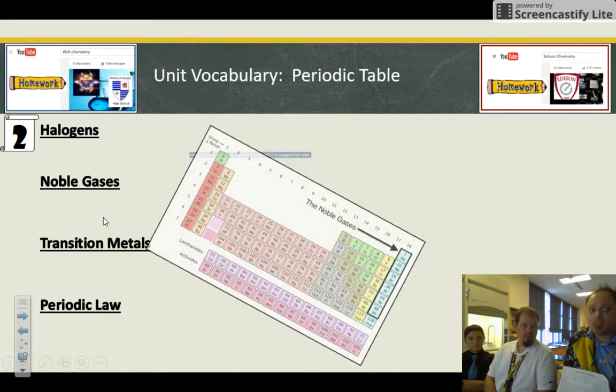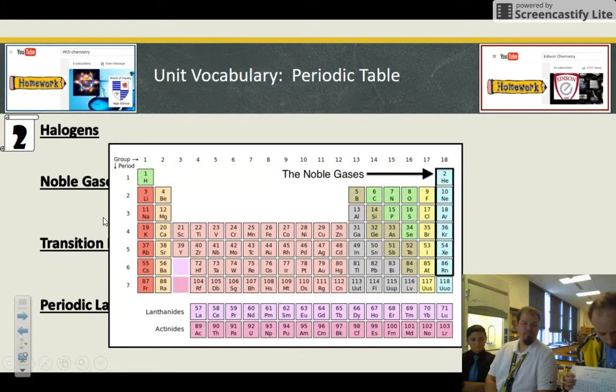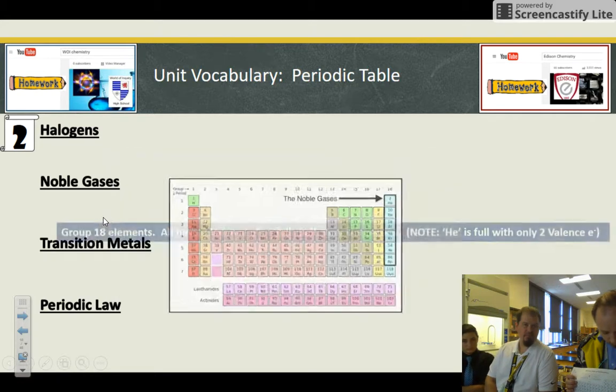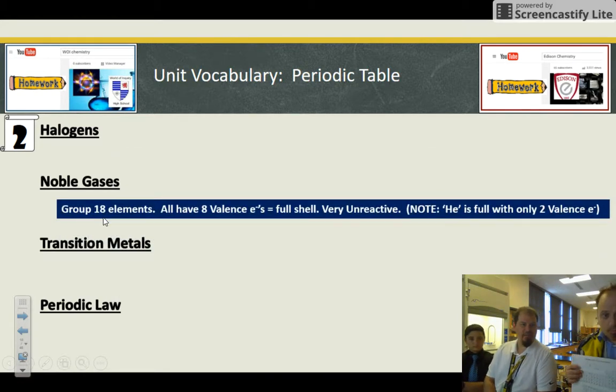Super reactive. And just the opposite is to be said of these noble gases, group 18 right there. This is all the group 18 elements. They have 8 valence electrons, which means they have a full shell. They are very unreactive. Note: He is the only one with 2, but he can only have 2. They are very snooty, the royals. They don't like to mess around with us peasants. So they're not very reactive at all.